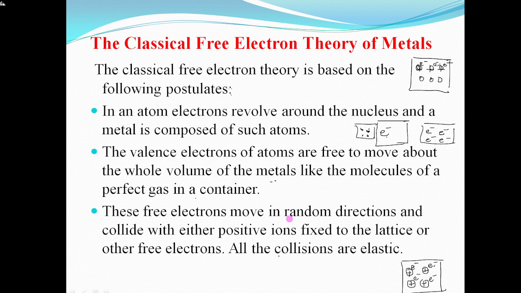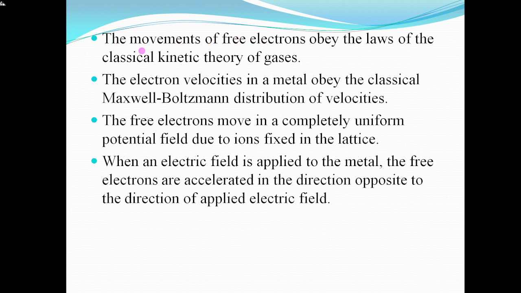So see here, these electrons move in random directions and collide with either positive ions fixed to the lattice or other free electrons. All collisions are elastic and these are neglected. These are not considered in this classical theory. Next, the movement of free electrons obeys kinetic theory of gases because free electrons are considered as molecules in a gas. That's why they thought that these free electrons obey kinetic theory of gases. Means how molecules are treated in a gas, only the same laws we are applying for electrons in a metal. This is another assumption.